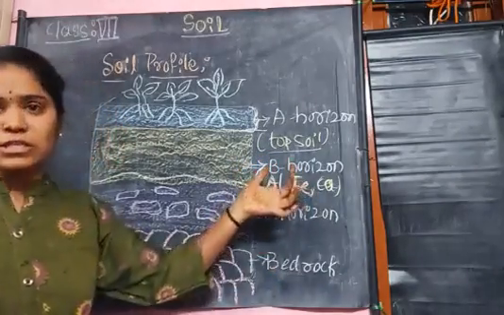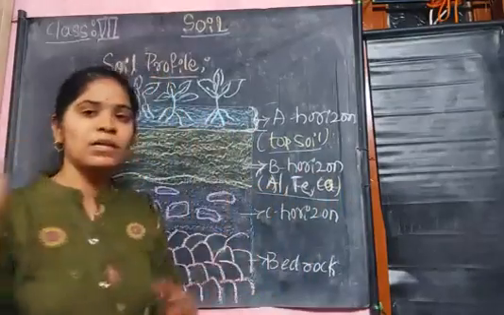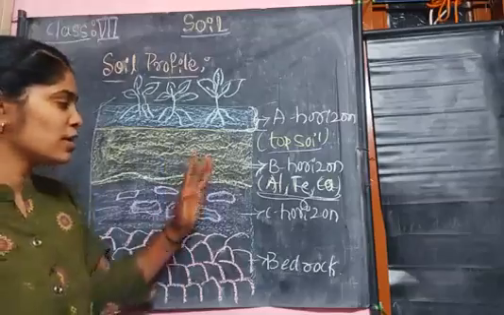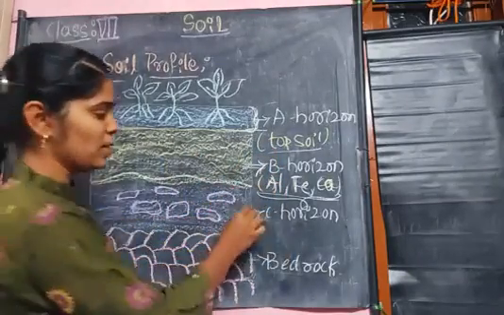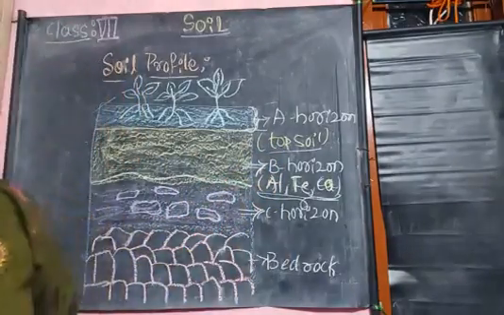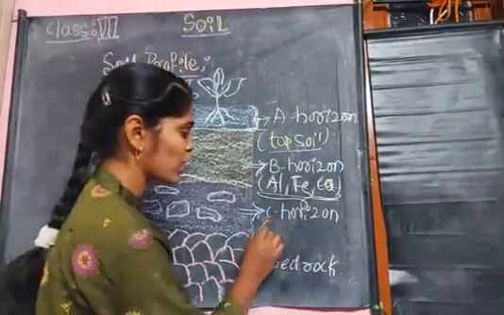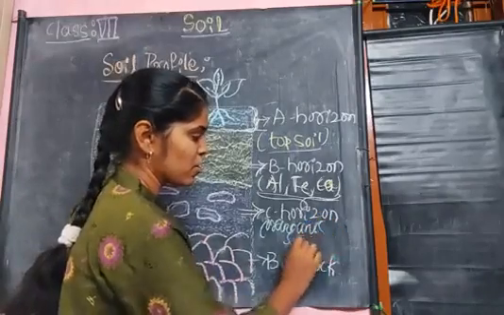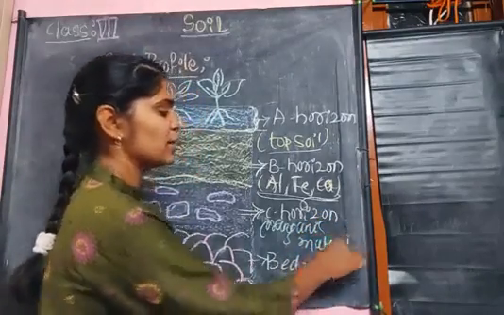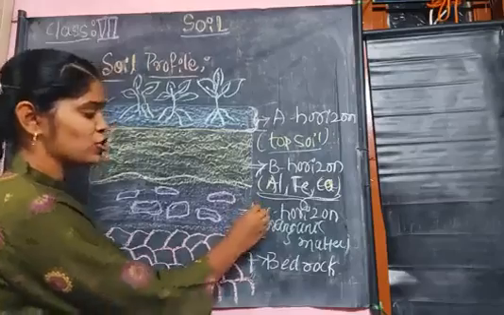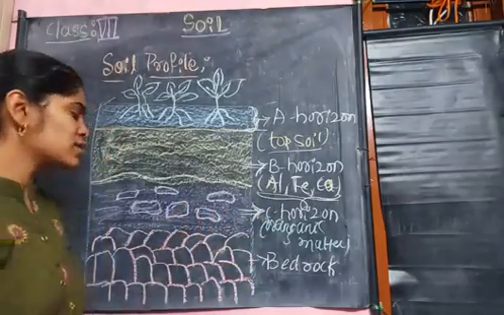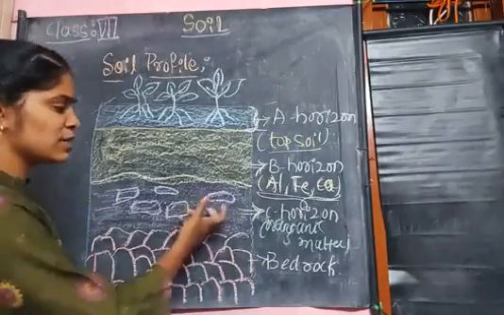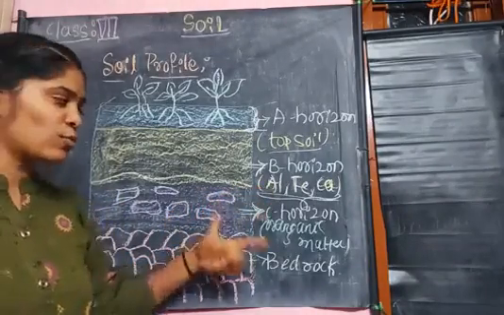Okay, so these are not only minerals, so many minerals are present, but I have given you only 3 examples. So the next one, the B horizon is followed by the C horizon. In this C horizon, we can observe organic matter and some other minerals. Some solid rocks are also present in the C horizon, and then it is followed by the bedrock.